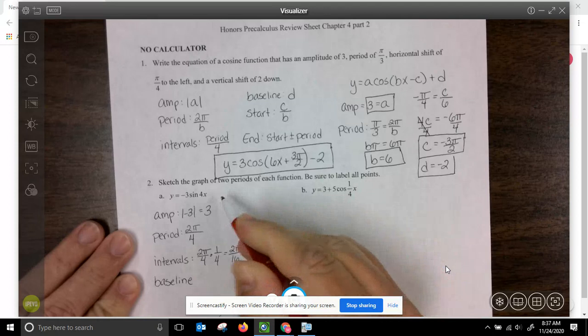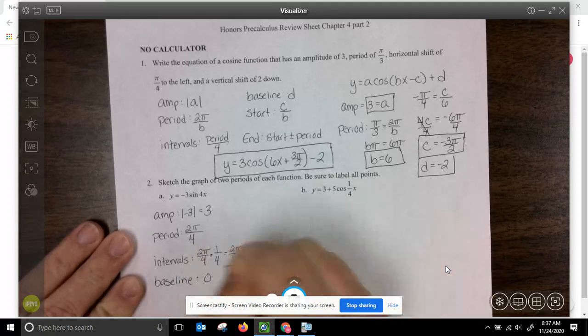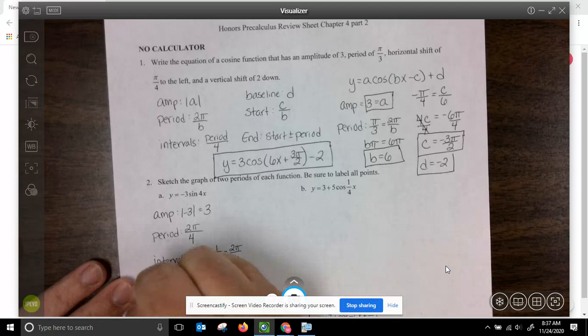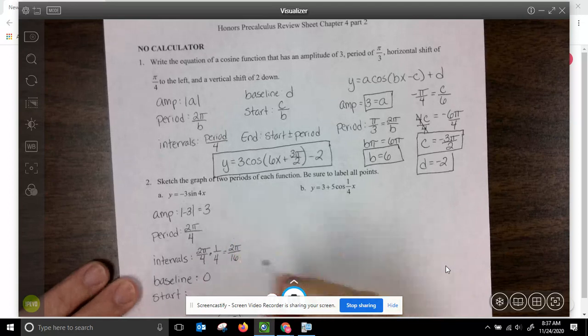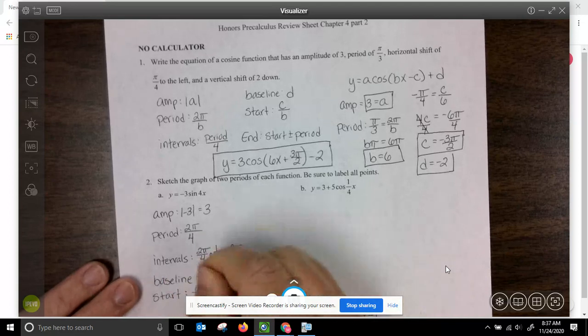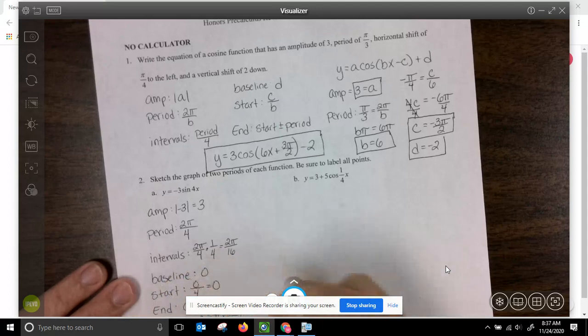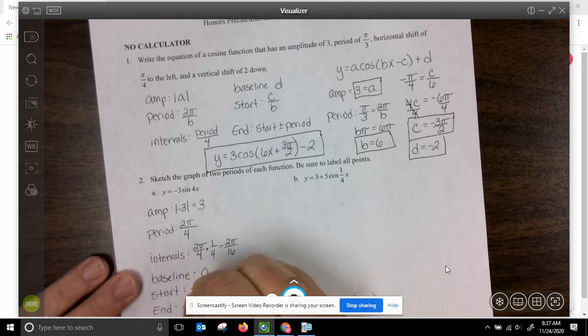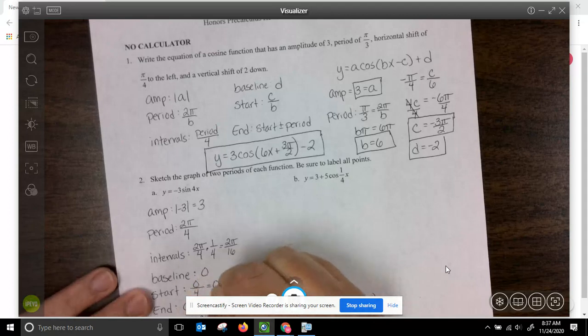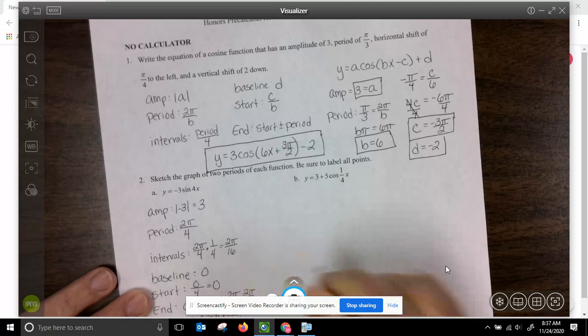There is no d, so we said that was 0. So our baseline will just be the x-axis. Our start is c over b. We also don't have a c, so that's 0 over, or b is 4, 0 over anything is 0. And our end is our start, which is 0, plus or minus our period, which is 2 pi over 4. All right, so that's going to give us negative 2 pi over 4 to the left and positive 2 pi over 4 to the right.